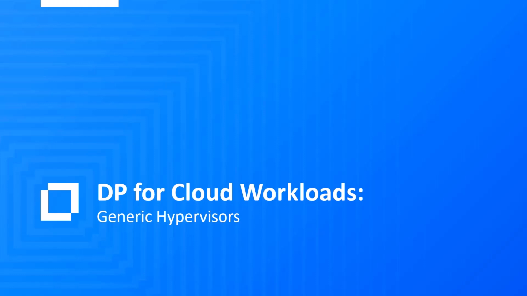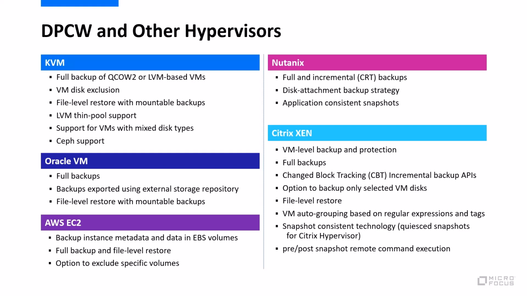Now moving over to generic hypervisors. This is where you would usually find vendors like KVM, Oracle VMs, AWS EC2, Nutanix, Citrix Xen, just to name a few.